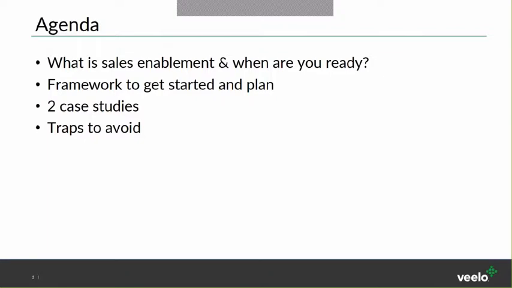So, fairly simple agenda today. I figured we'd start with, when we say sales enablement, that can sometimes be an ambiguous term, so let's define it so you know what I'm talking about and when you are ready for it. And then I have a framework that you can use to get yourself started, start planning your programs. I'm going to share a couple case studies and best practices, and within there I have another framework that you can use, and then I'll wrap up with some traps and mistakes that we sometimes see companies make that hopefully you can learn from and avoid yourselves.